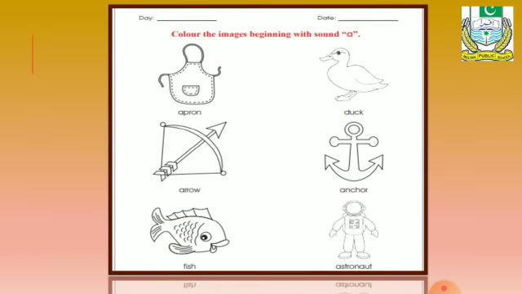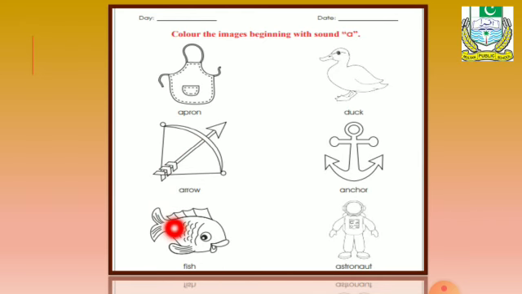Now let's move further. We are on page 45 of Junior Montessori book level 1. And day is mentioned and date is mentioned, and the heading says color the images beginning with sound A. Let's have a look. This is picture of apron. Does it begin with sound A? Yes. So I'm going to color this picture of apron. Now let's see the second picture. This is an arrow. Does it begin with sound A? Yes. A arrow. So let's color arrow.